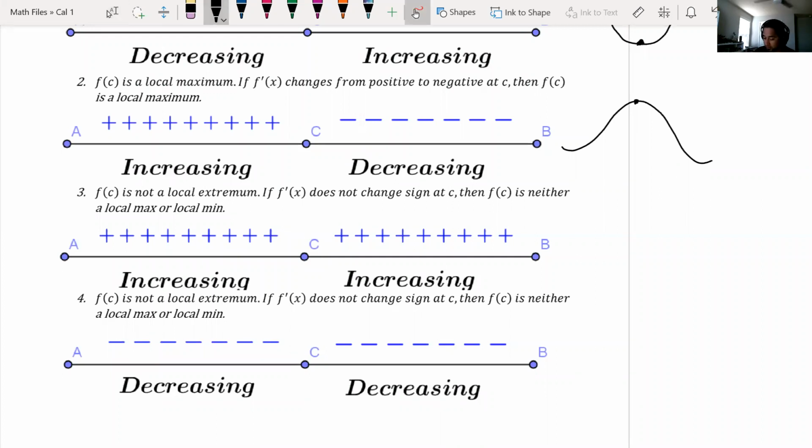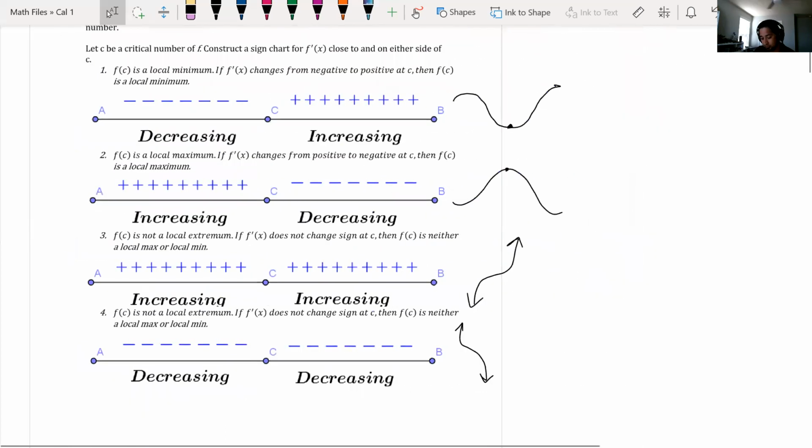So increasing to increasing would look like what? I guess like that, right? Increase to increase. So there's no local max or minimum. And then 4 says you don't have a local max or min if you go from decrease to decrease. So I would just reverse that. There's decrease to decrease. No local max or minimum. And that fancy word extremum is just fancy for maximum and minimum.